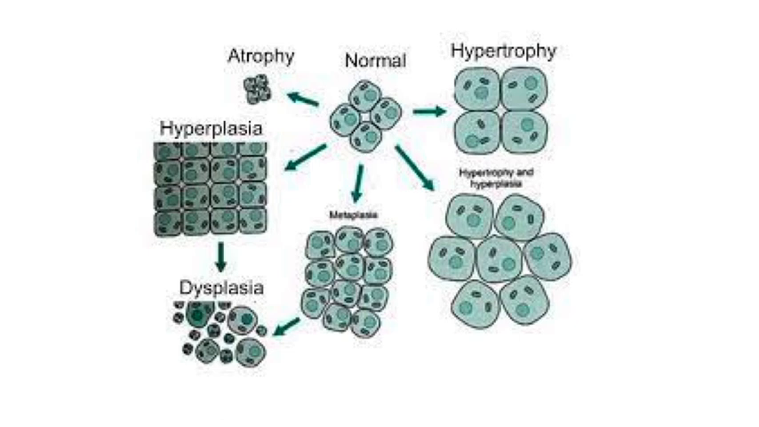Metaplasia, as we said, has an external stimulus, then dysplasia and hyperplasia. This is hypertrophy and hyperplasia. This is hyperplasia only, and this is atrophy. Cell size is also decreasing, not the number.